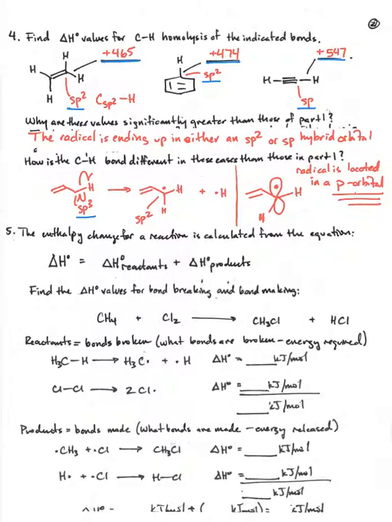In question 5, we're asked to determine the enthalpy change for the reaction using the equation delta H is equal to delta H of the reactants plus delta H of the products. Again, we're going to use the reaction of methane plus chlorine going to methyl chloride plus hydrogen chloride. On the reactant side, bonds are broken, and so that requires energy to be put into the system. On the product side, bonds are made, so energy is released.